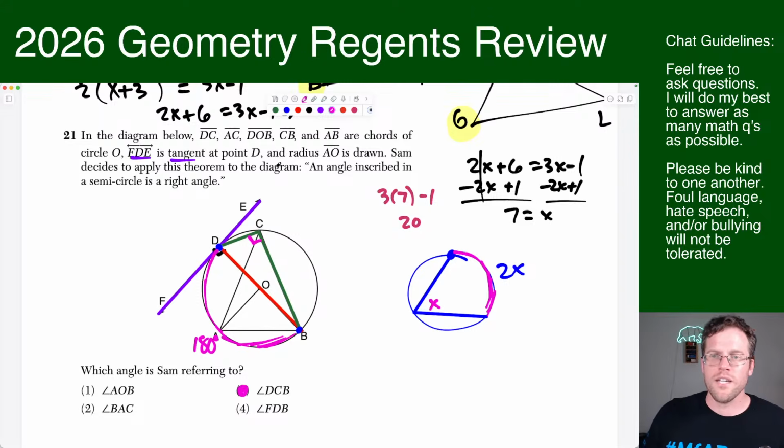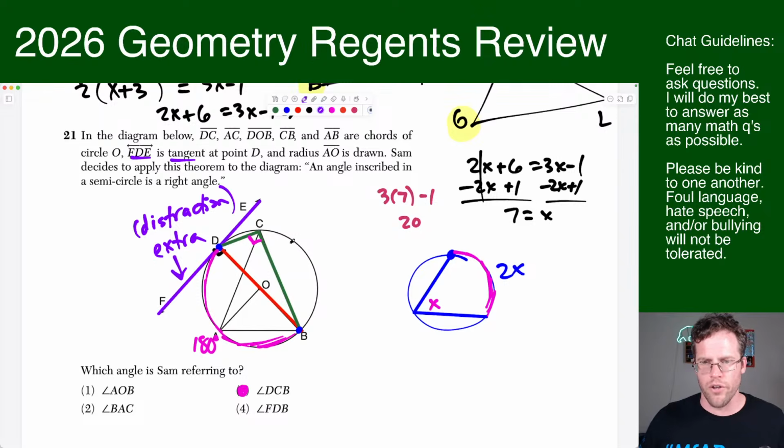Oh, wow. So what they did here, this is extra. This is a distraction. Sometimes they make a Regents question like, oh, let's just draw 1,000 lines in there, let's make it hard. Why? To make it distracting. Okay.